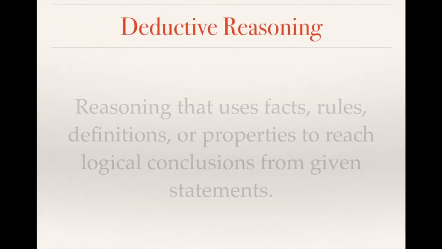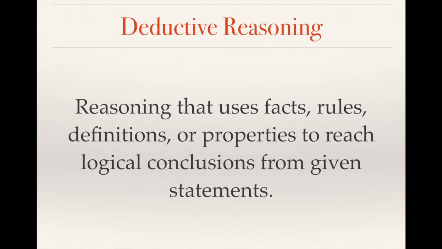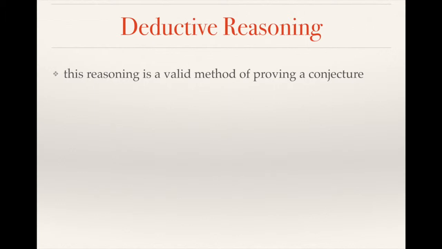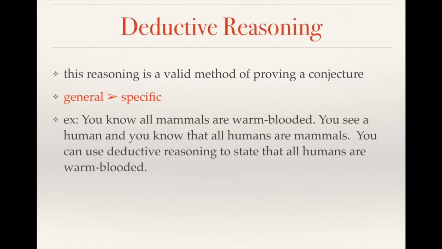Deductive reasoning is reasoning that uses facts, rules, definitions, or properties to reach a logical conclusion from given statements. It is where, as opposed to inductive reasoning, you go from a general case to a specific case. For instance, if you know that all mammals have warm blood and you see a human, and you know that humans are mammals, then you know that the human has warm blood.